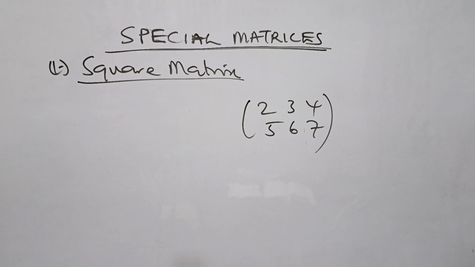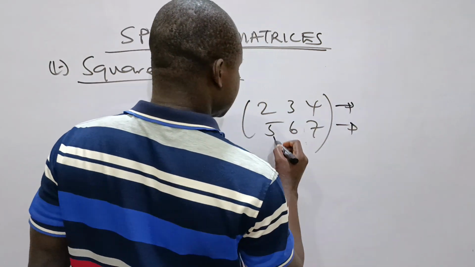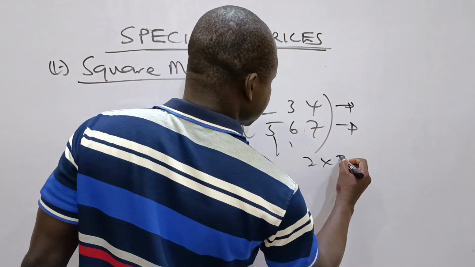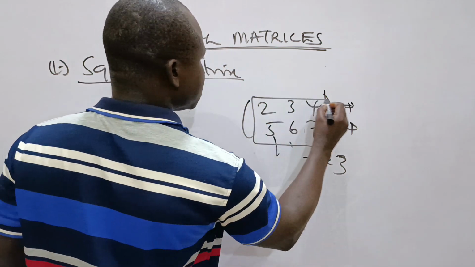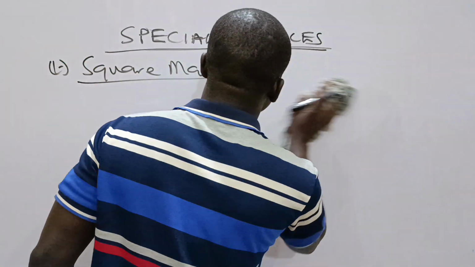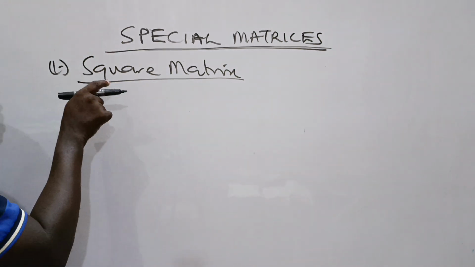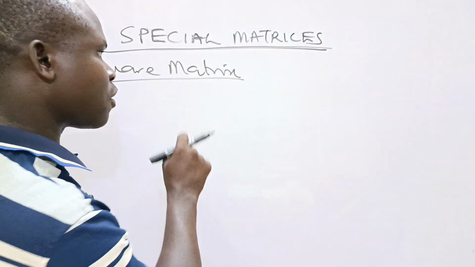When we look at it critically, we realize that it has the shape of a rectangle. In this case, there are 2 rows and 3 columns, so it is 2 by 3. This matrix has the shape of a rectangle, and that is the definition of a matrix. But what if we have a matrix where the number of rows is equal to the number of columns? That is a square matrix. A square matrix is a matrix that has the same number of rows and columns.